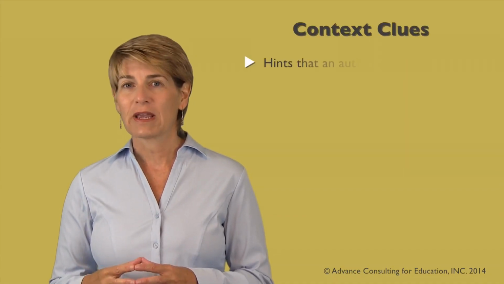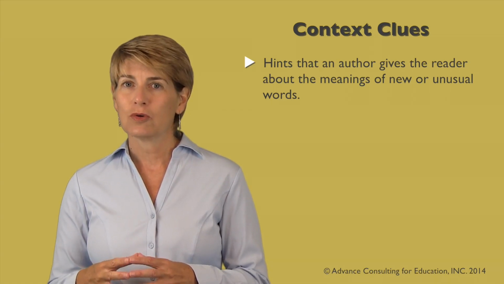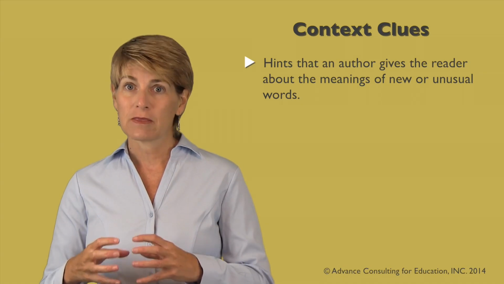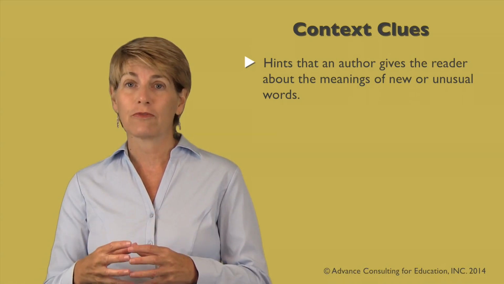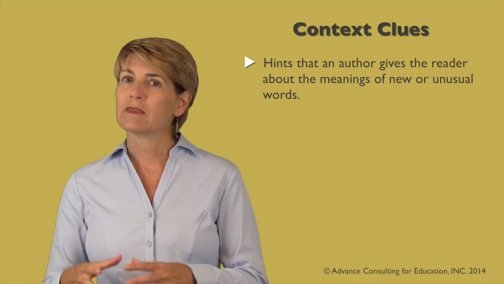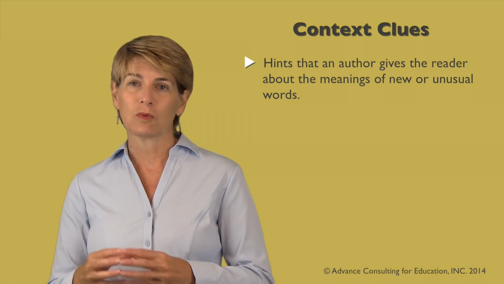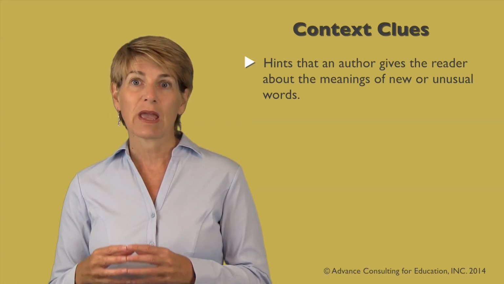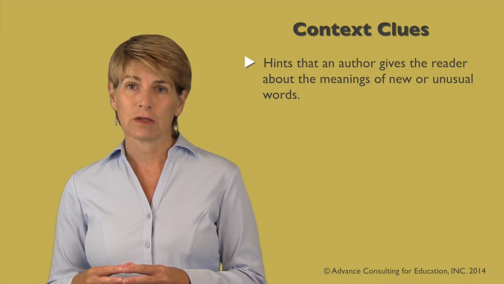Context clues are hints that an author gives a reader about the meanings of new or unusual words. A context clue can appear in the sentence in which that new word appears. It can be right after or right before the word. It can also be in the sentence before the word appears or in the sentence after the word appears. Learning to identify these context clues and use them to understand new words is a key critical reading skill that we need to give our students.